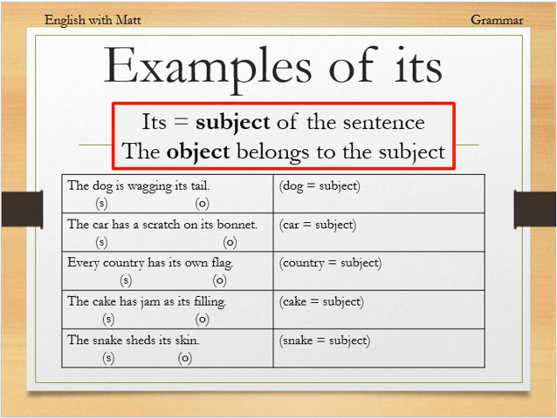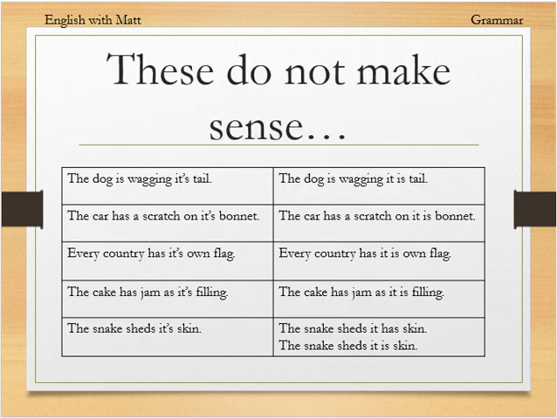Okay. Another way of looking at it is to use the other example of "it's". So we've got exactly the same 5 sentences, but we've changed the "its". The dog is wagging it's tail, now with the apostrophe. What that actually means is, the dog is wagging it is tail, or the car has a scratch on it is bonnet. Every country has it is own flag. The cake has jam as it is filling. Or the snake sheds it has skin, the snake sheds it is skin.